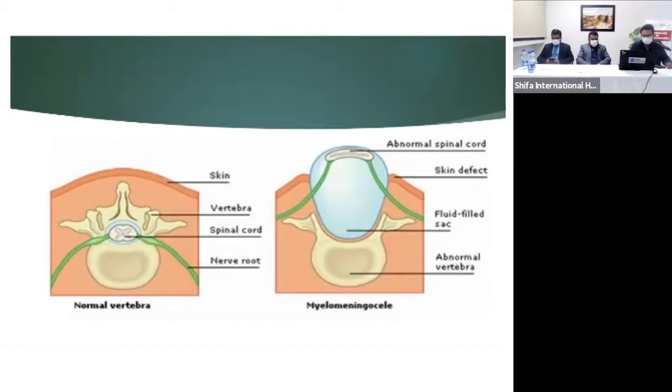This figure is showing the normal and the abnormal vertebrae. This is a normal vertebra. This is a spinal canal in which the spinal cord and the nerves are going out, and this is a spinous process, and this is normal skin. In this figure, you can see that there is a bony defect and protrusion of the meninges, the spinal cord, and the nerve roots. And there is a defect of the skin, which results in myelomeningocele.